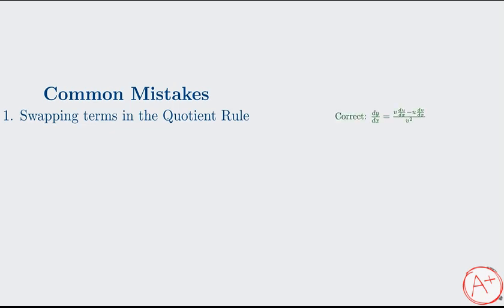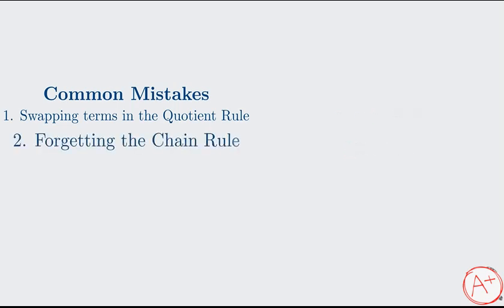In Cambridge examinations, small errors in calculus can lead to a significant loss of marks. Here are the most common pitfalls to avoid. The most frequent error is reversing the numerator, writing u dv/dx minus v du/dx instead of v du/dx minus u dv/dx. This leads to a sign error in your final gradient. Always start with the denominator term.